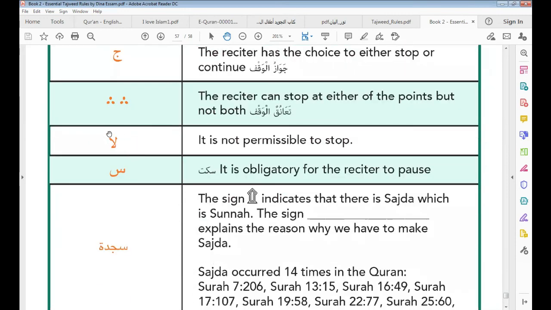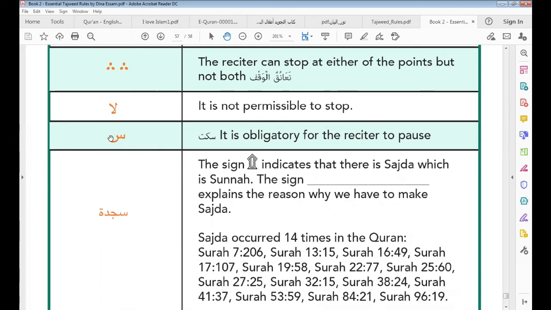This one, la, it's not permissible to stop. You have to carry on. In this sign, you have to carry on. It's not acceptable to stop. Sin, this means sakt. Sakt means pause. You make a small pause when you see it over a word, a pause without taking any breath.